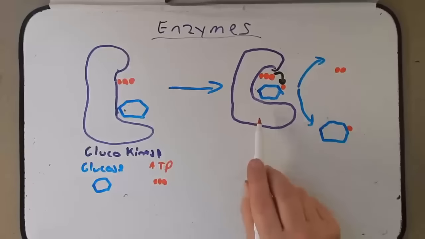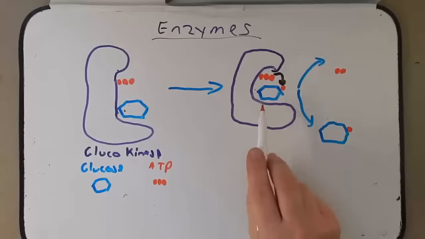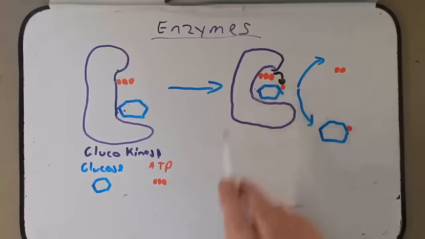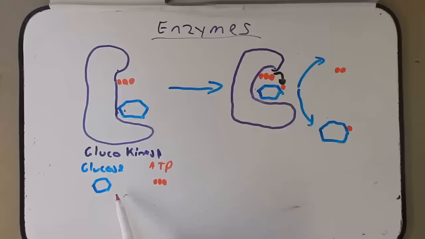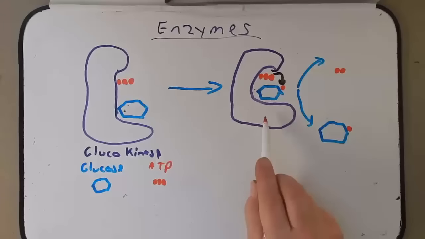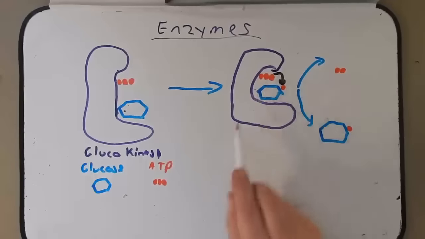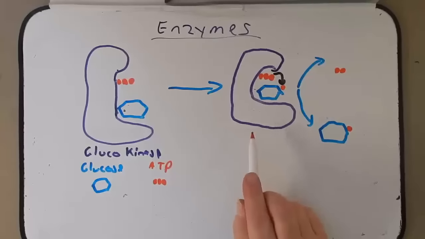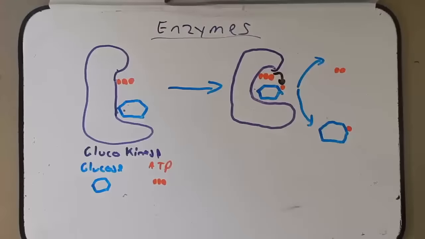But what enzymes do is make improbable interactions more probable. These two molecules are not likely to come in contact with each other just randomly, but once bound to this enzyme, they're much more likely to come back and interact with each other. So that's one of the reasons enzymes are very important, because they help facilitate unfavorable reactions.